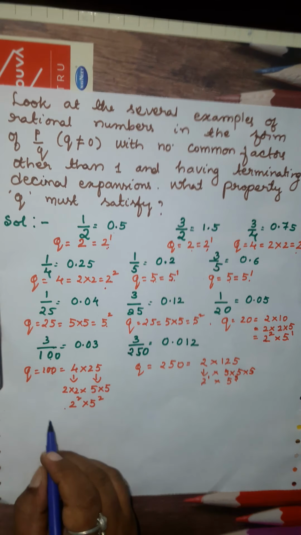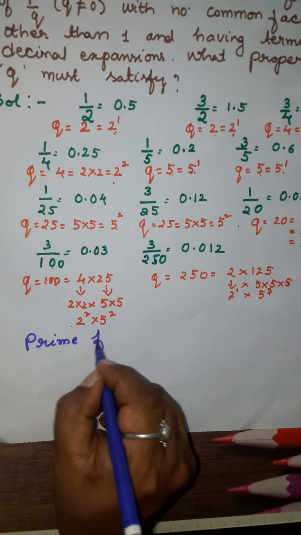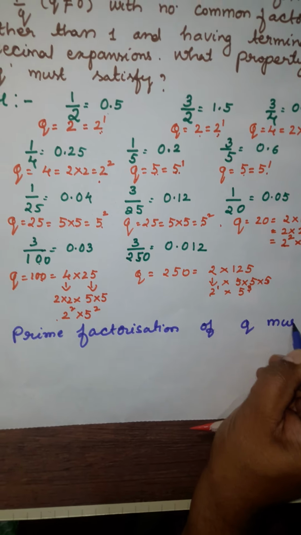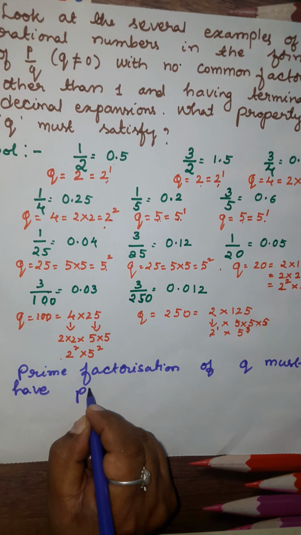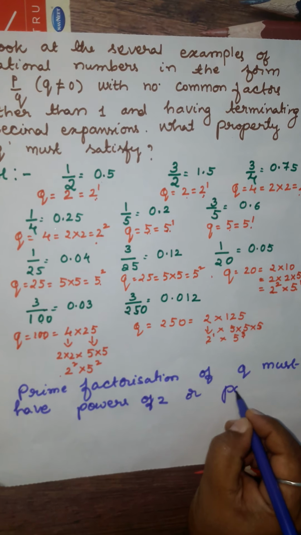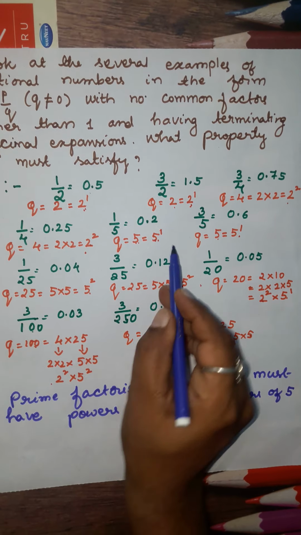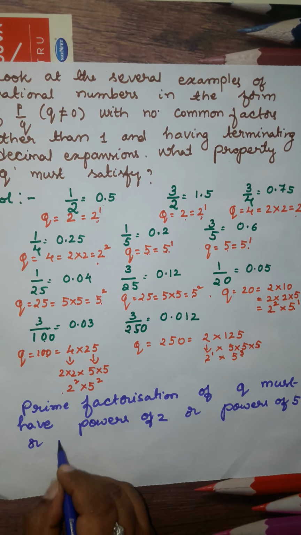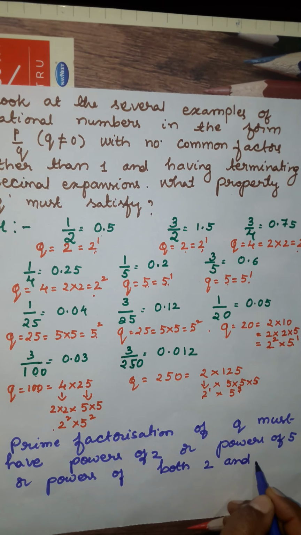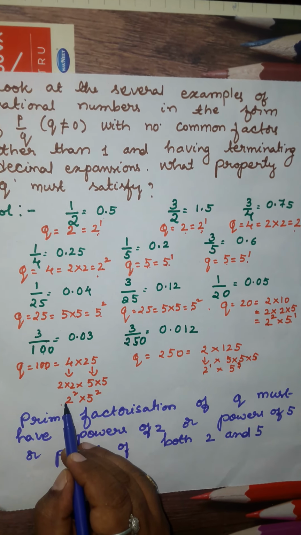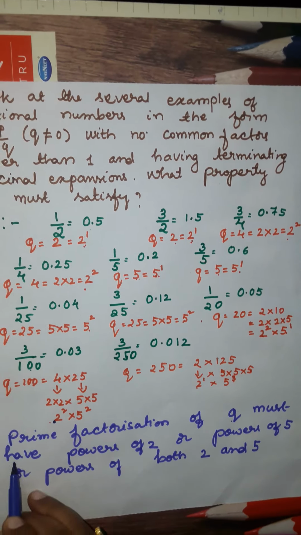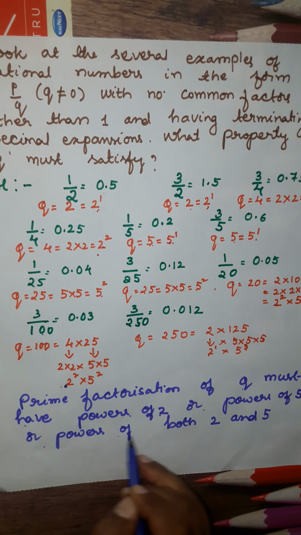The prime factorization of q must have powers of 2, or powers of 5, or powers of both 2 and 5. Finally, the prime factorization of q must have powers of 2 or powers of 5 or powers of both 2 and 5.